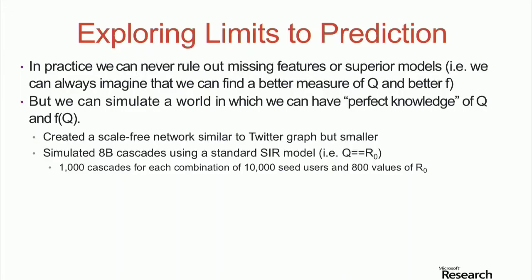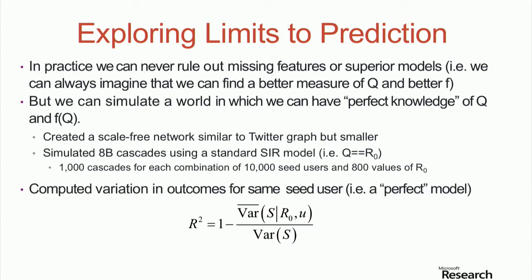Okay, so we create this scale-free network. We can't build something as big as Twitter and still hold it in memory, but we can get something pretty big. And then we simulate billions of cascades on this thing, okay? And then we compute exactly this quantity, right? So this is now R squared on the simulated data. This is how we get a perfect model: we don't actually run a regression model on the data, because then our model would have potentially introduced more error. This is just the variance on the data itself, okay?